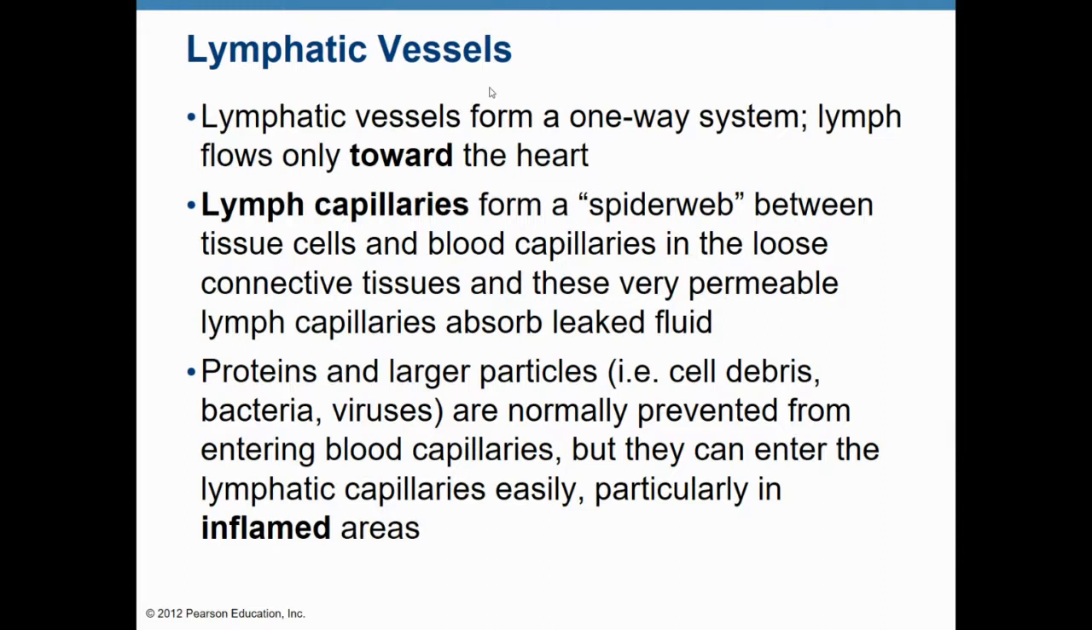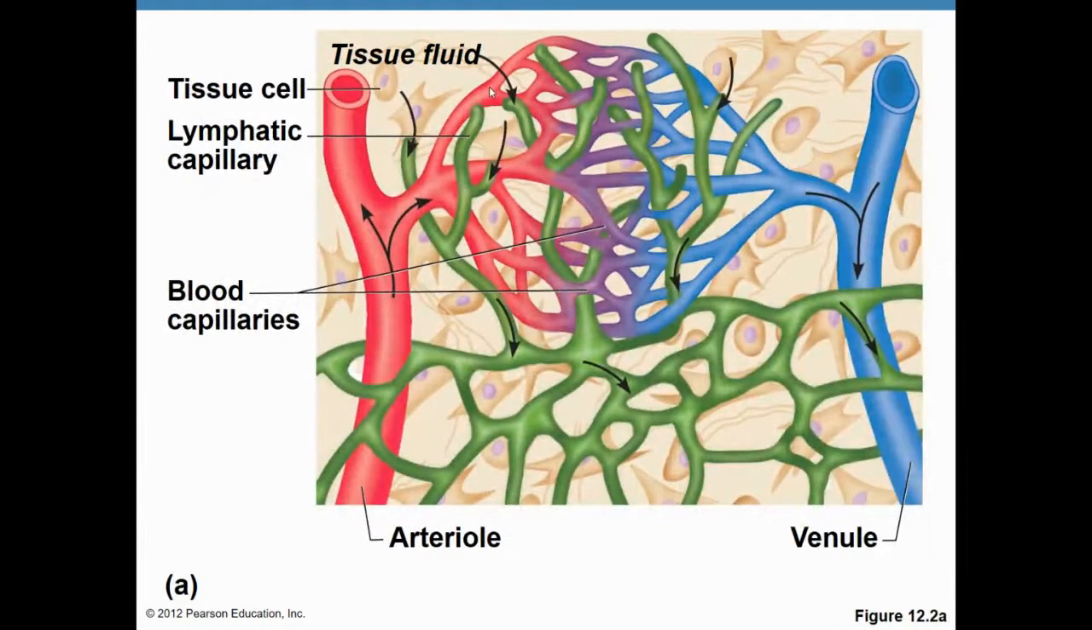So this is a diagram that shows us the way that blood capillaries and lymphatic capillaries are intertwined with one another. So we have the arteriolar end of the capillary where the blood flows into the capillary. As it makes its way through the capillaries, we're going to drop off oxygen and nutrients, pick up carbon dioxide and waste products, and we're going to drain into a venule.